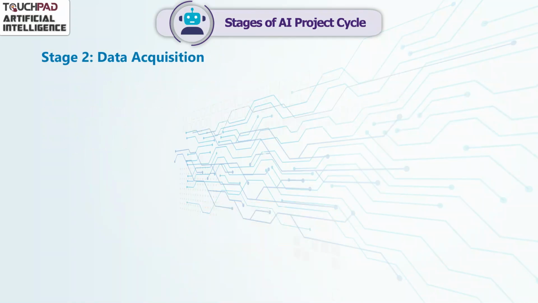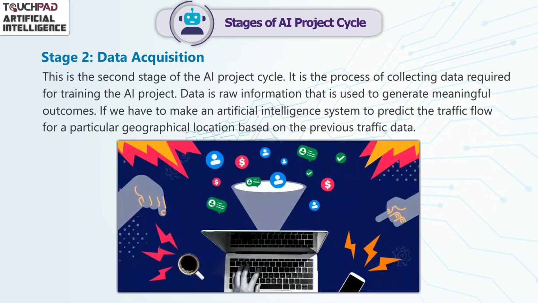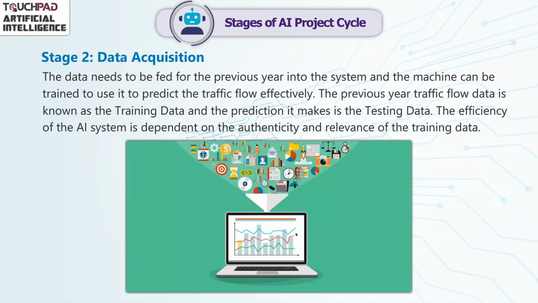Stage 2. Data acquisition. This is the second stage of the AI project cycle. It is the process of collecting data required for training the AI project. Data is raw information that is used to generate meaningful outcomes. If we have to make an artificial intelligence system to predict the traffic flow for a particular geographical location based on the previous traffic data, the data needs to be fed for the previous years into the system, and the machine can be trained to use it to predict the traffic flow effectively.